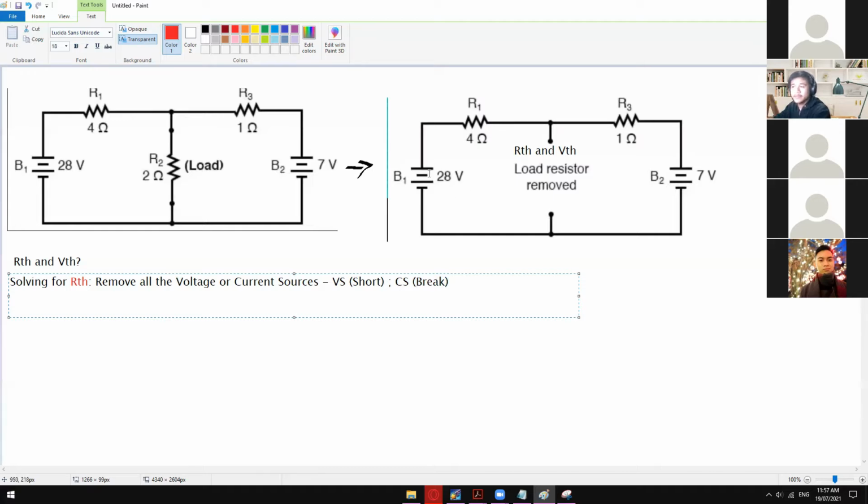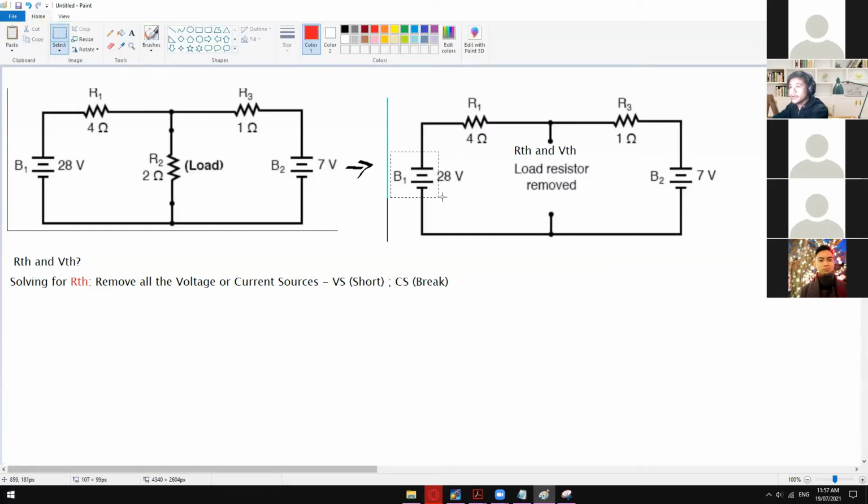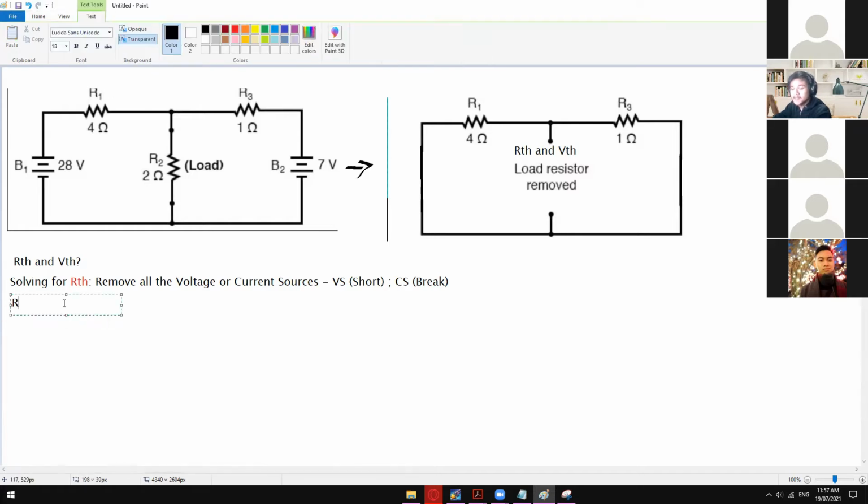So in here, as you guys can see, we have voltage sources B1 and B2. So just simply short this one. I'll remove this one and remove that one, and then just connect this one. So there you go. From here, we can now easily combine those two resistances. So RTH is actually like solving for the total resistance of this entire circuit, the R1 and R3.